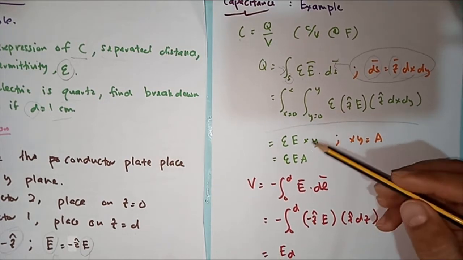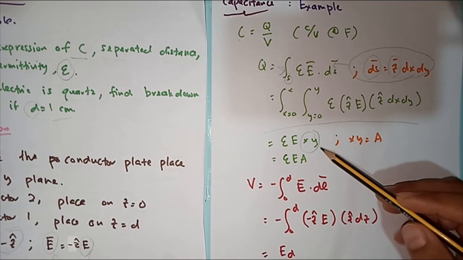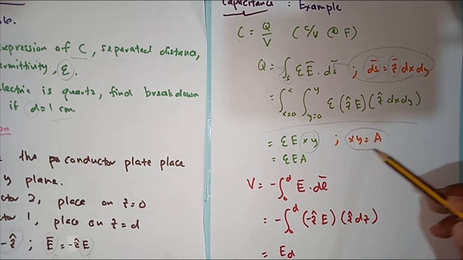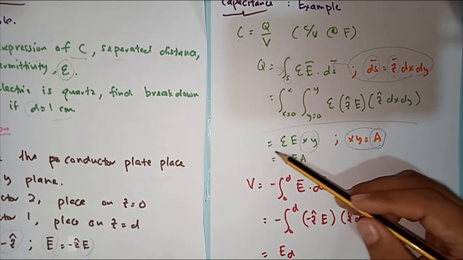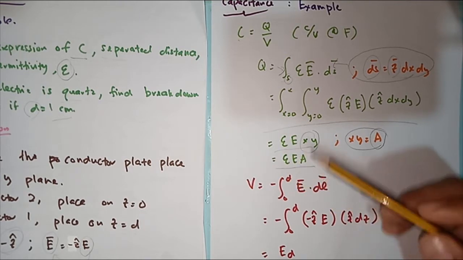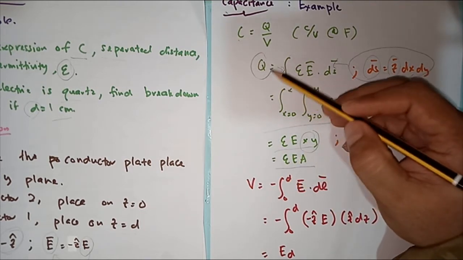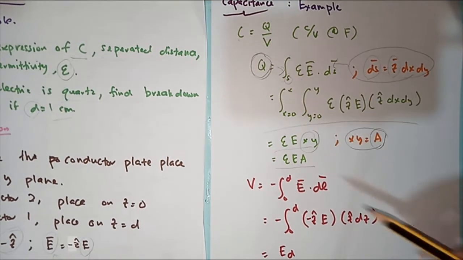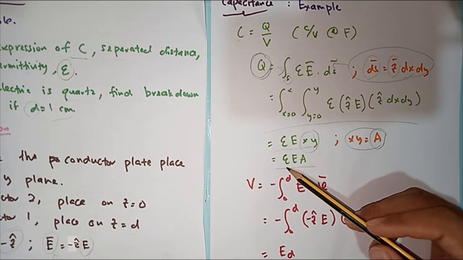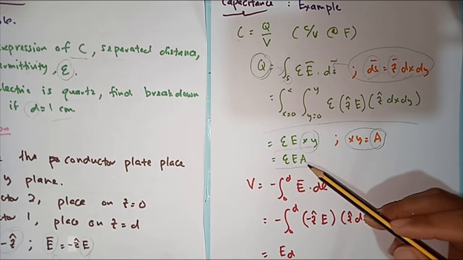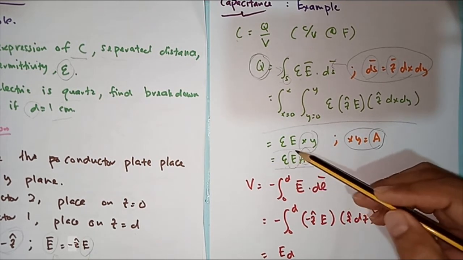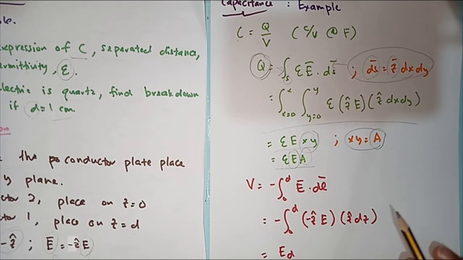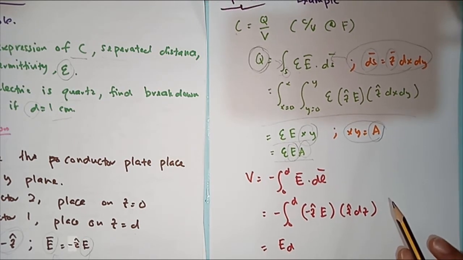Since x multiplied by y can be represented by some value of area A, we can replace this expression by using this expression. So in this case, the expression that represents the value of Q is equal to epsilon E multiplied by A, where this value of E is equal to the amplitude of the electric field intensity.